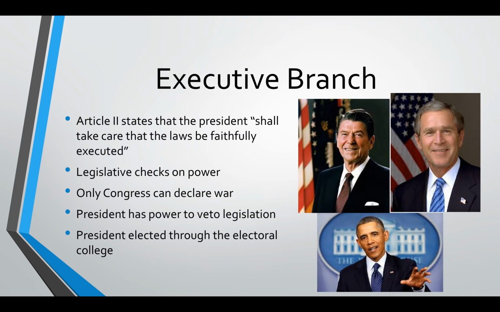Alexander Hamilton fought the hardest for an independent executive. Article 2 of the Constitution states that the role of the President is to take care that the laws be faithfully executed. The President was given the power to veto legislation, but the veto could be overridden by a two-thirds majority of the legislature. One important check on executive power the legislature was given was the power of the Senate to confirm appointments and ratify treaties before they go into effect. Also, Congress could declare war.